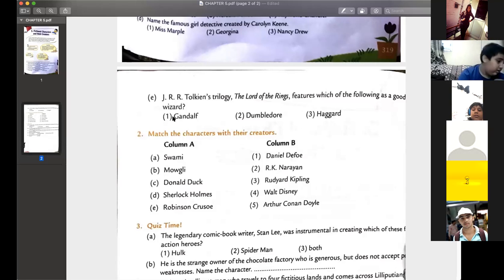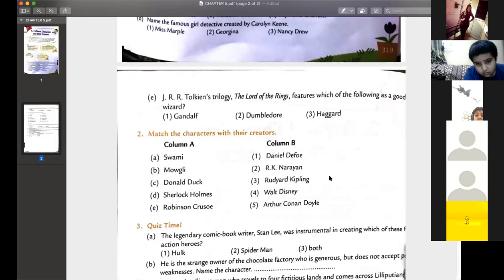Sherlock Holmes. We have just done Sherlock Holmes. Yes, Pratham. Arthur Conan Doyle. Robinson Crusoe. One is left. Yes, Ananya. Daniel Defoe. Daniel Defoe.